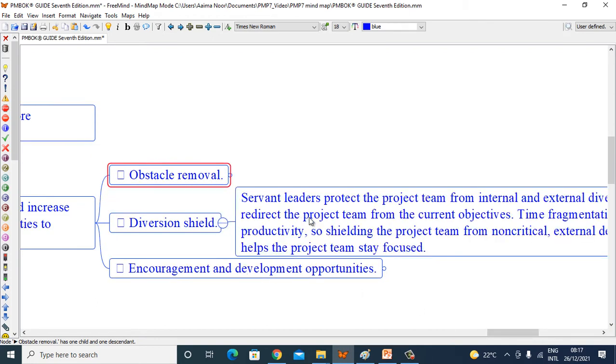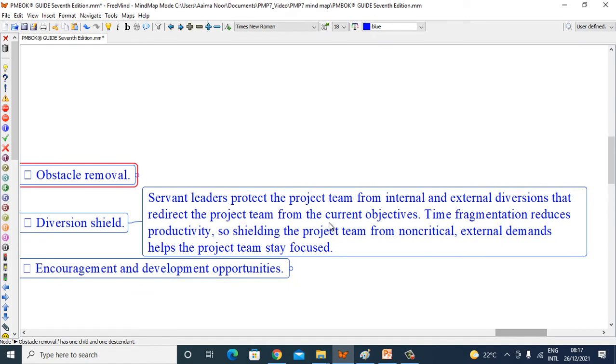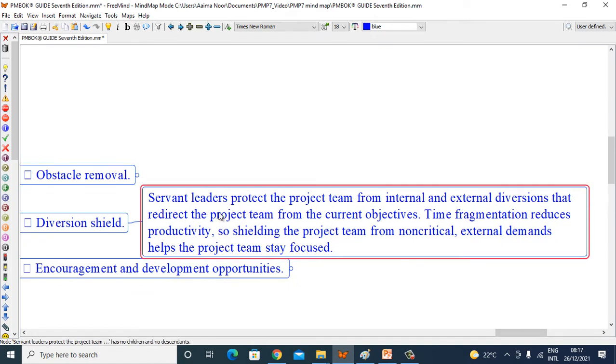Diversion shield. Servant leaders protect the project team from internal and external diversions that redirect the project team from the current objectives. Time fragmentation reduces productivity, so shielding the project team from non-critical external demands helps the project team stay focused.